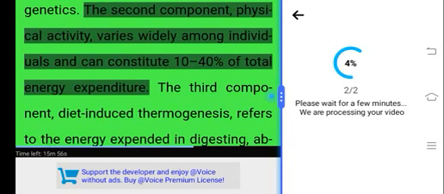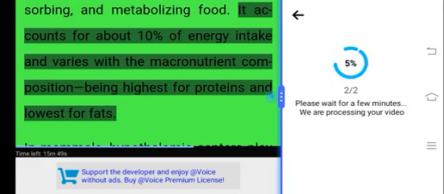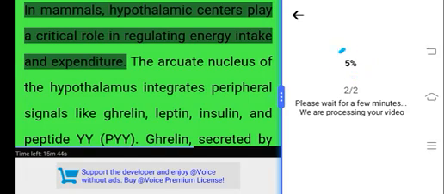The second component, physical activity, varies widely among individuals and can constitute 10–40% of total energy expenditure. The third component, diet-induced thermogenesis, refers to the energy expended in digesting, absorbing, and metabolizing food. It accounts for about 10% of energy intake and varies with the macronutrient composition, being highest for proteins and lowest for fats. In mammals, hypothalamic centers play a critical role in regulating energy intake and expenditure.